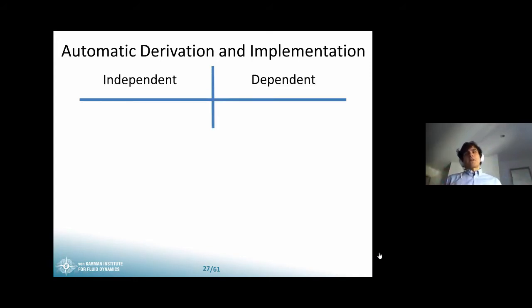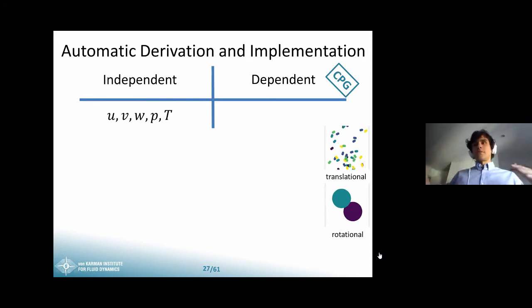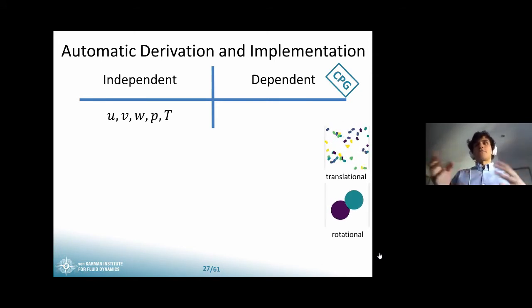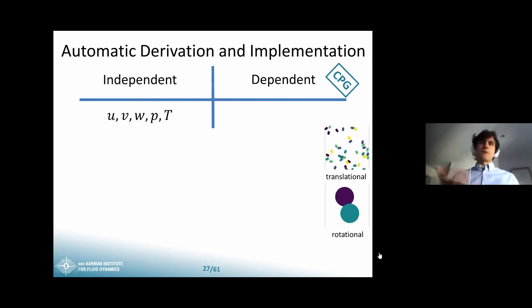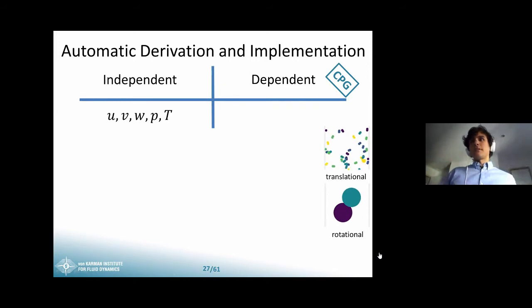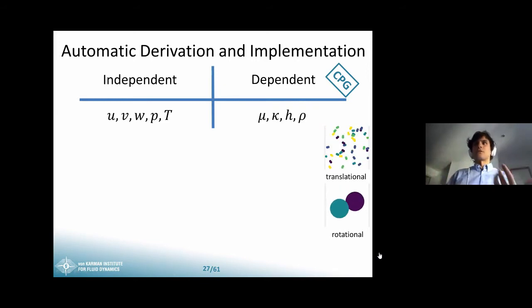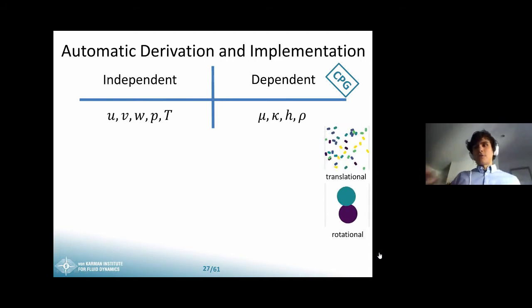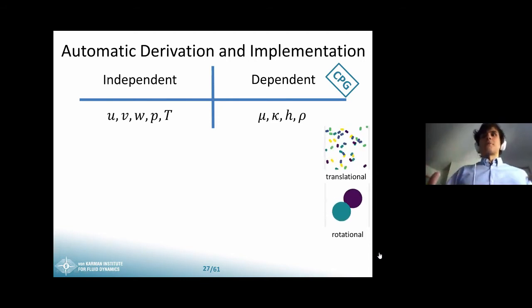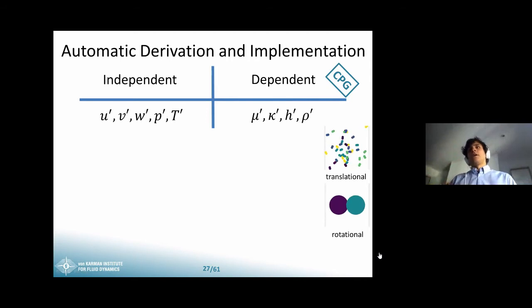There's a small note that must be made regarding this automatic derivation and implementation, and it concerns the division between independent and dependent quantities. So, for example, in CPG, in perfect gas conditions, we have that the independent quantities are the three velocity components and two thermodynamic variables, like pressure and temperature. And the dependent would be pretty much anything else: viscosity, thermoconductivity, entropy, or density. In our stability equations, we actually have the perturbation quantities of all of these.